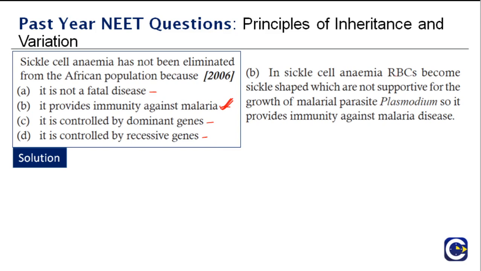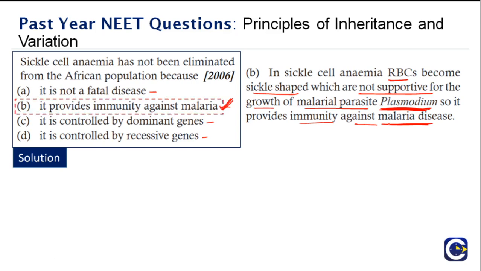In sickle cell anemia, RBCs become sickle shaped, which are not supportive for the growth of the malarial parasite Plasmodium. It provides immunity against malaria because Plasmodium goes and binds to the RBCs, and the sickle-shaped RBCs do not support its growth. That is why it has not been completely eliminated from the African population. So the right answer is B.